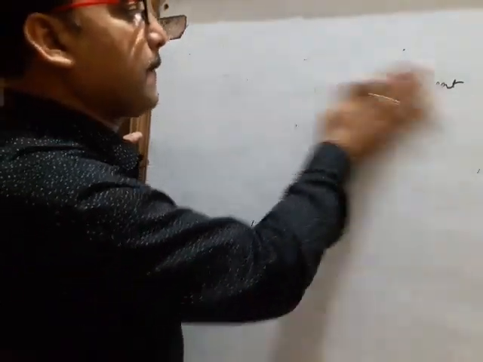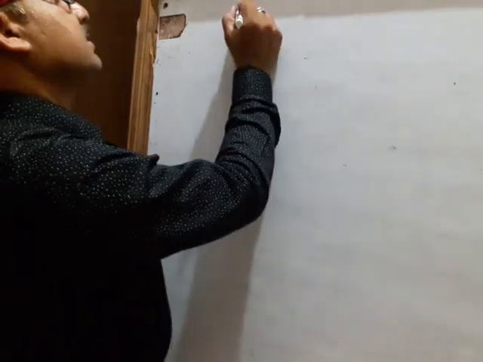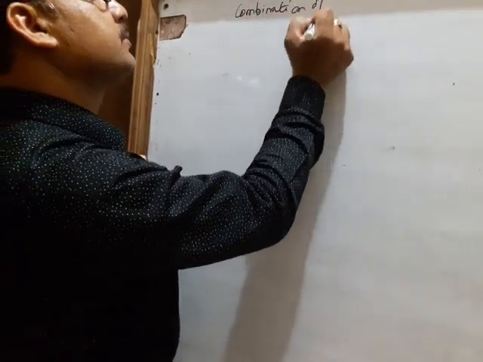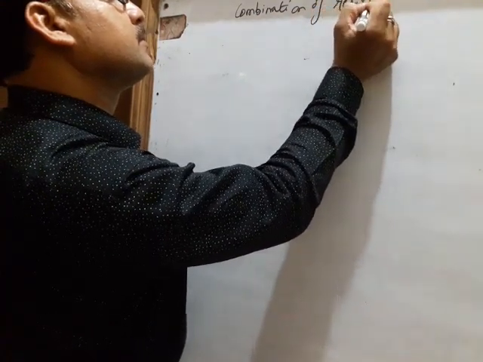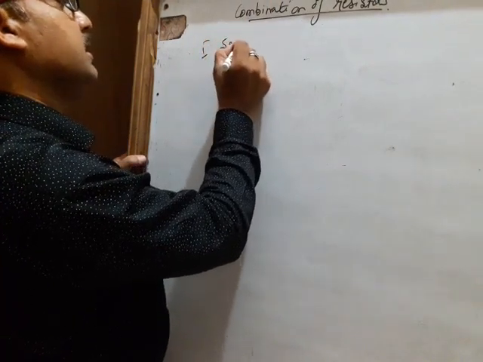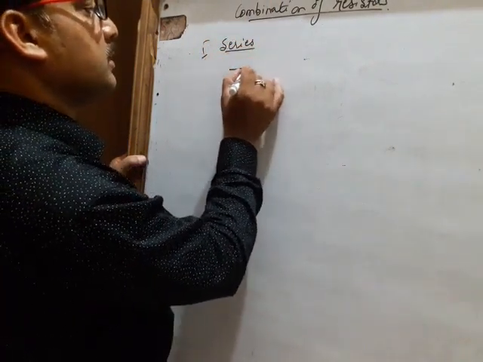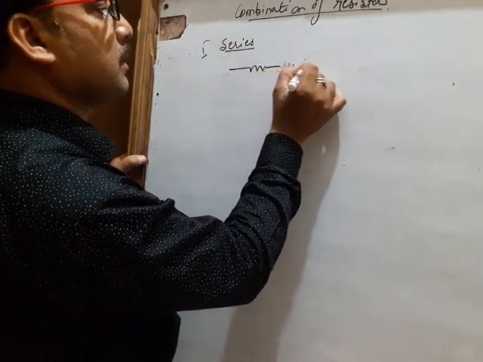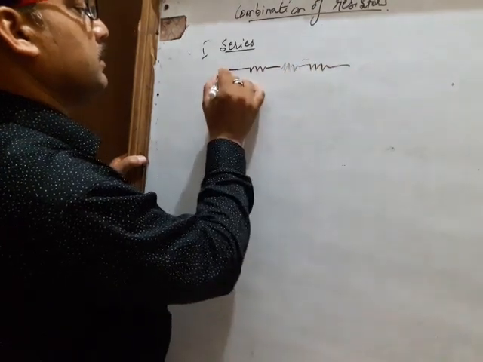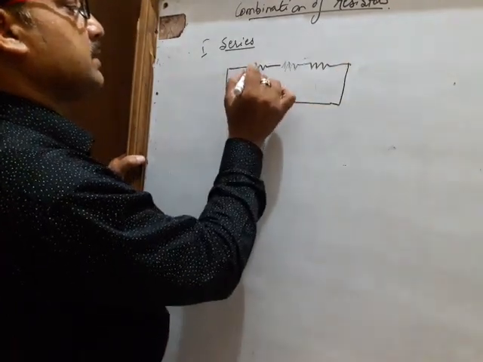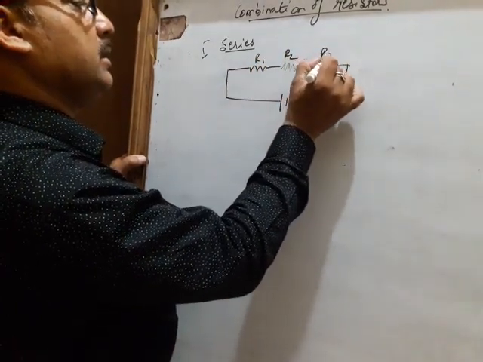And now we have combination of resistors. First one, series. Suppose these are 3 resistors like this, connected to a battery or a cell. This is R1, R2, R3.